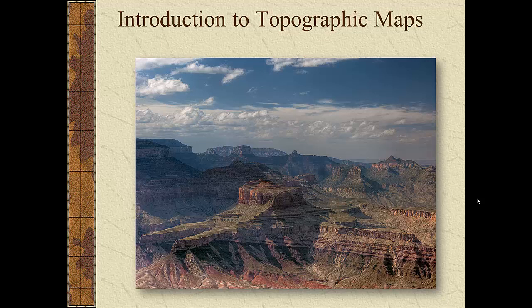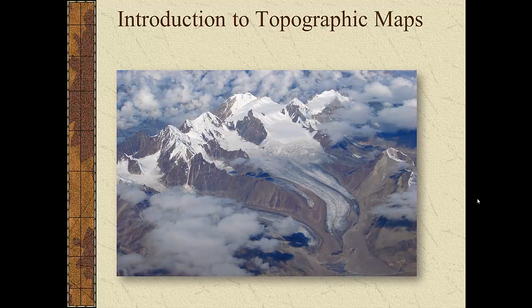Now, it is one thing to go and see these things in person or to fly over them in an airplane. But if you are a small human being standing on the ground in the middle of a place like the Grand Canyon, or among the vast peaks of the Himalayas, how would you know where you are, and how would you know how to get from one place to another? Obviously, you are going to need a map.